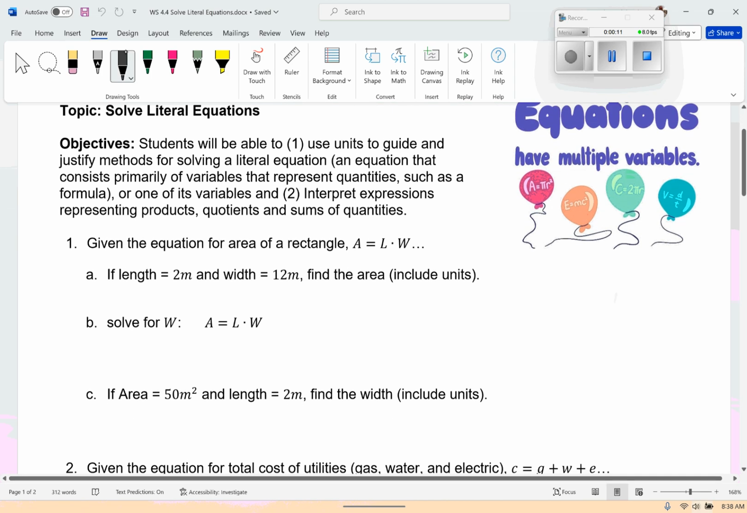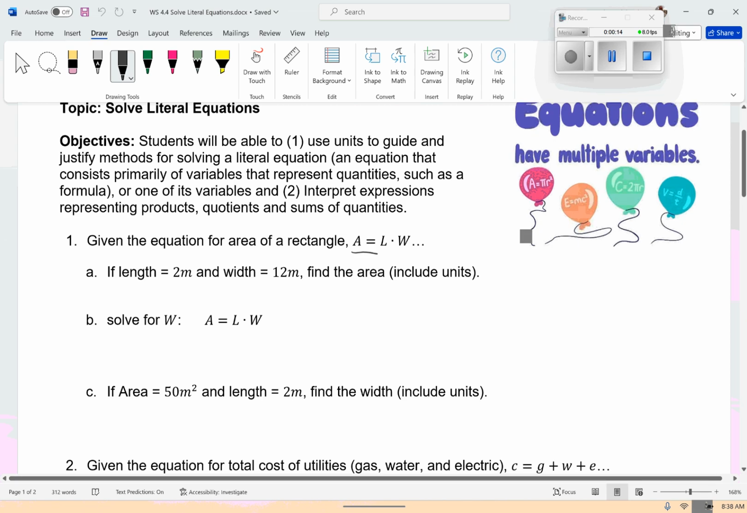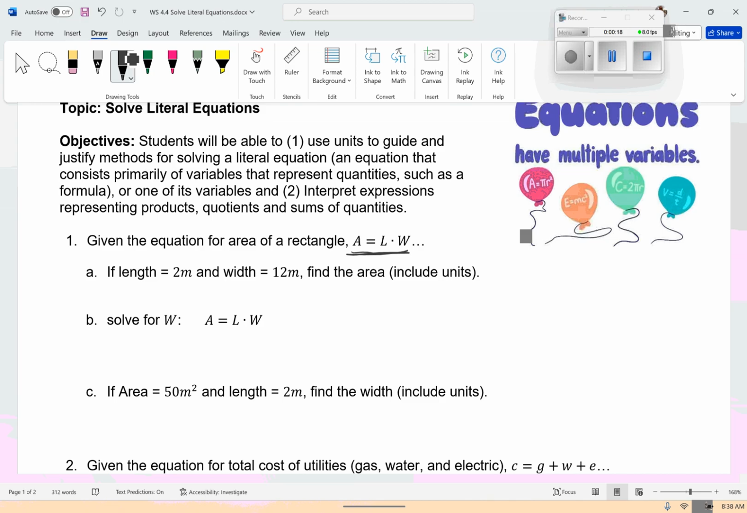So they gave us this equation, area equals length times width, and then they tell us that the length is 2 meters and the width is 12 meters. In order to find the area, I'm going to plug in 2 meters times 12 meters. 2 times 12 is 24. And then remember, area is in square units because m times m is m squared.